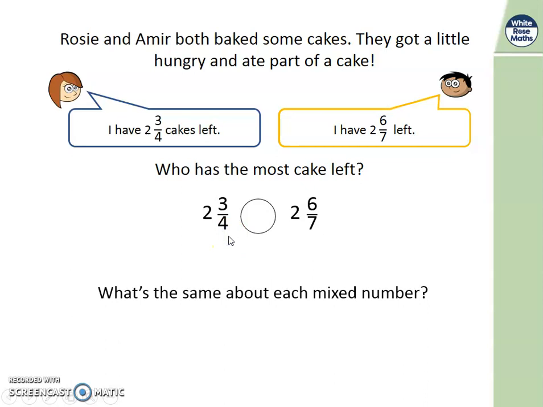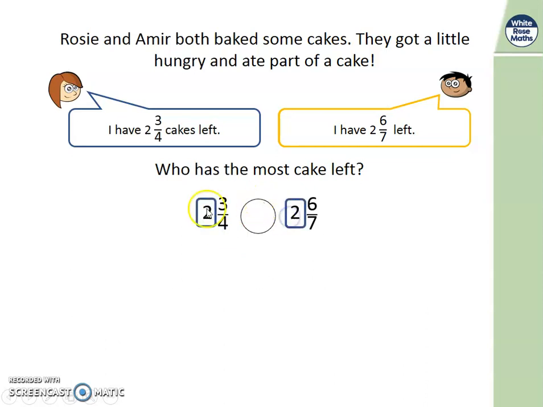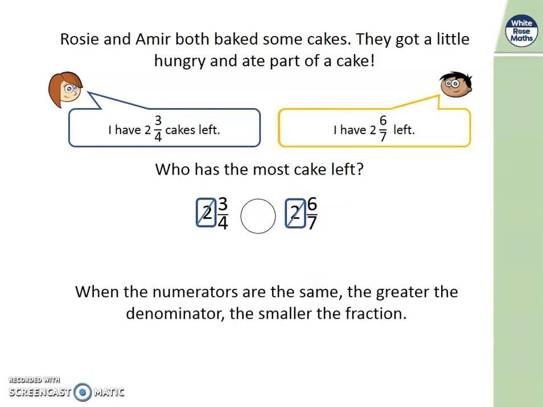What's the same about each mixed number? You should have spotted that they both have 2 whole cakes. So we can park those off to one side. We only need to compare the parts that are left, 3/4 and 6/7. Is there a relationship between those parts? Let's make it so that the numerators could be the same. Well, I can see that I could change 3 into 6. I would multiply it by 2.